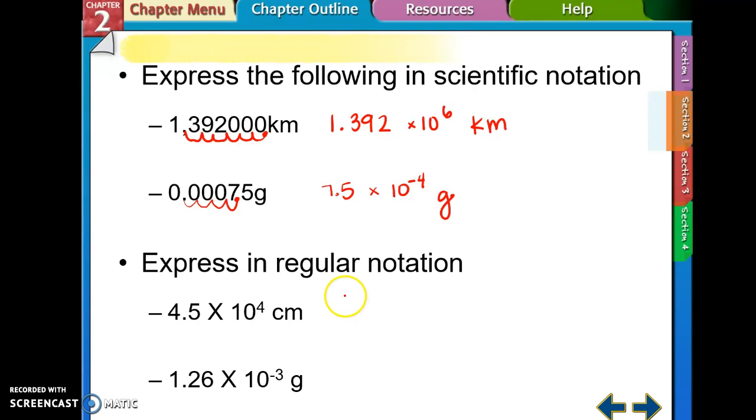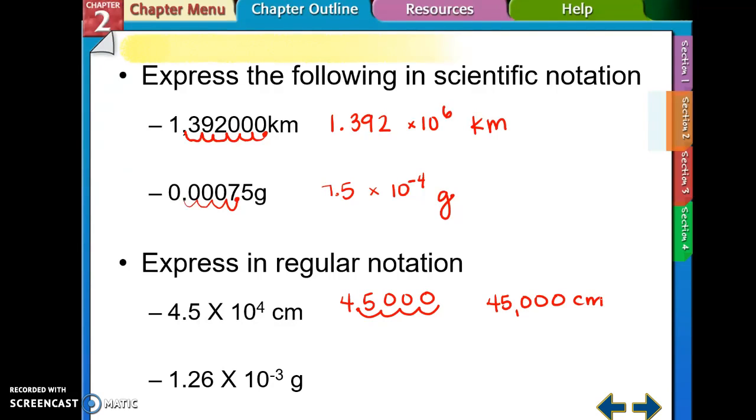So 4.5 times 10 to the 4th, the way I do this is I rewrite 4.5, and then I move it 4 times. 1, 2, 3, 4. I fill in each of those little troughs with a 0, and then I rewrite it as 45,000 centimeters. Always write your units with it. Don't give me naked numbers.